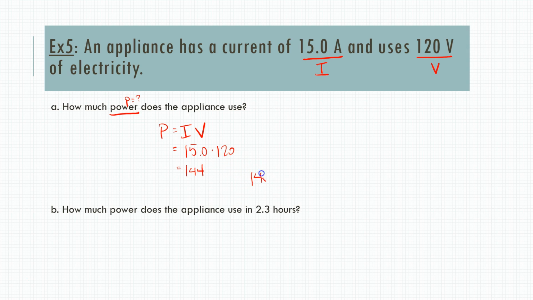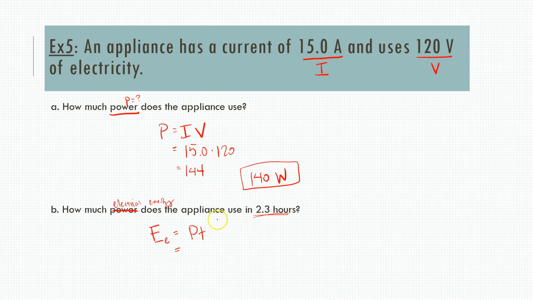Now, in terms of answering that question, 140 watts is what it uses. How much power does the appliance use in 2.3 hours? Well, that's working this one. As soon as it throws the time in there, and I really should rephrase that. I think I did on your papers. How much electrical energy, or how much energy does the appliance use in 2.3 hours? We've got power times time.